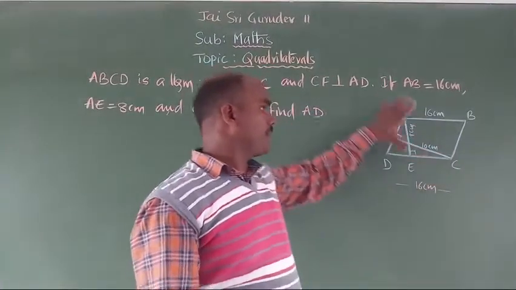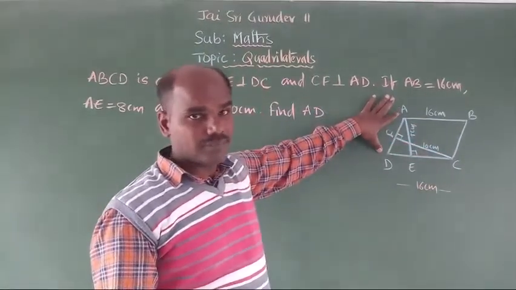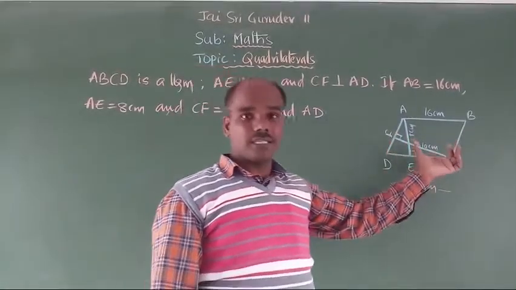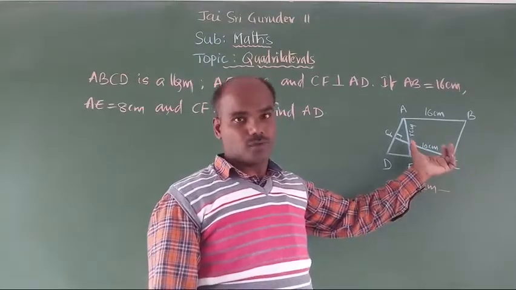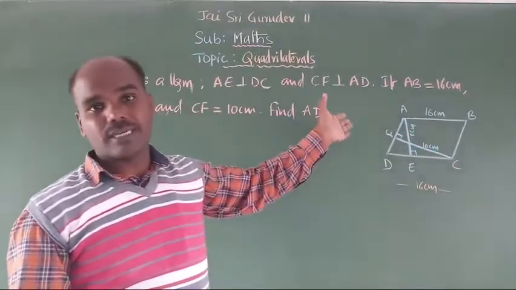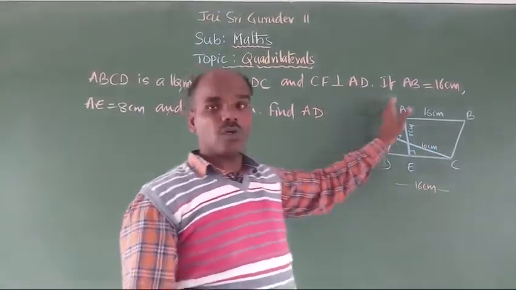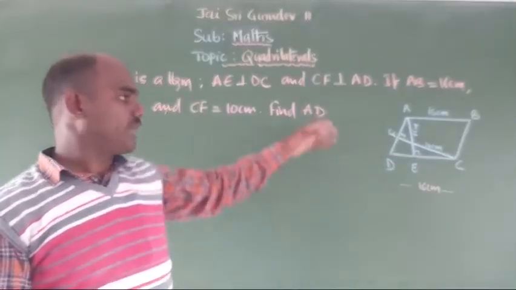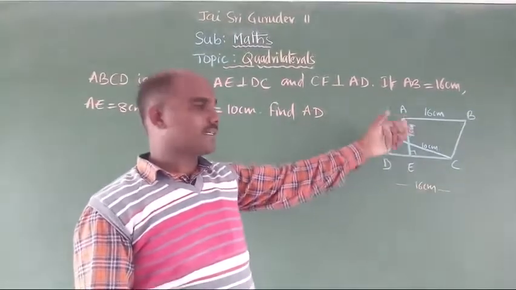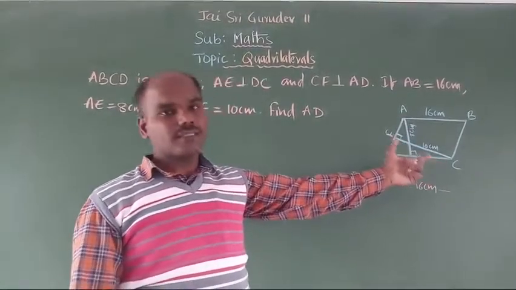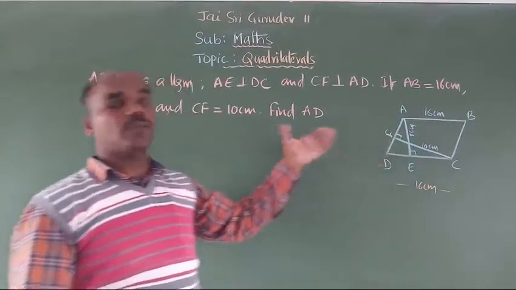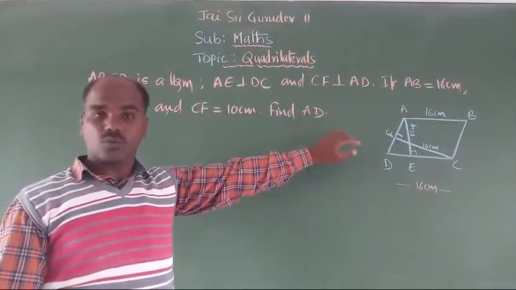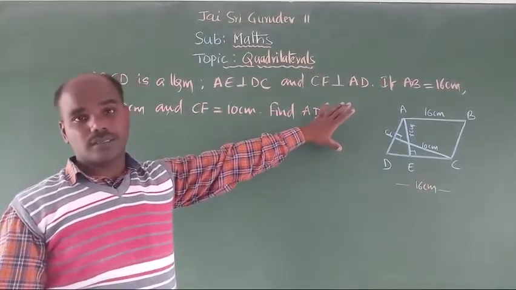Now CF is perpendicular to AD. So now we consider AD as the base and CF as the height. To find the area of the parallelogram, it is base into height. The base we don't know, so we write AD there, and CF becomes the height. If we apply that, we should get the length of AD. That is the process to find the length of AD.